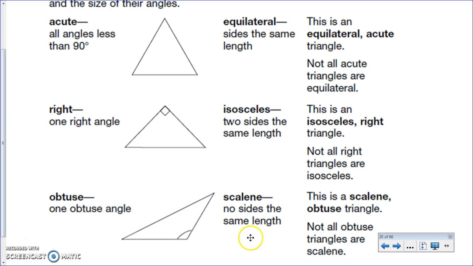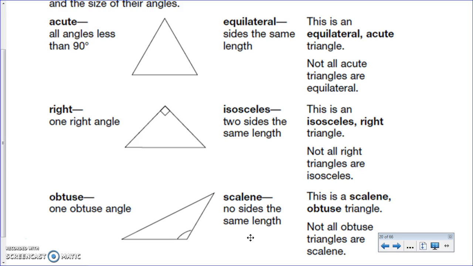For sides, down the middle, we have equilateral, all sides the same length, isosceles, two sides the same length, and scalene, no sides the same length. So the first triangle is an equilateral acute triangle. Not all acute triangles are equilateral.